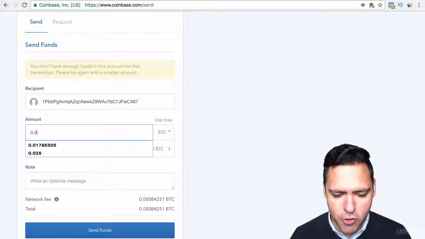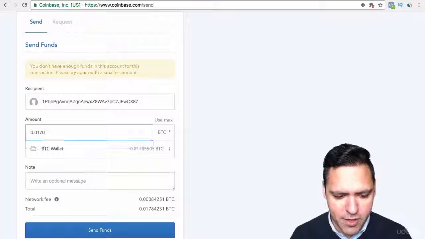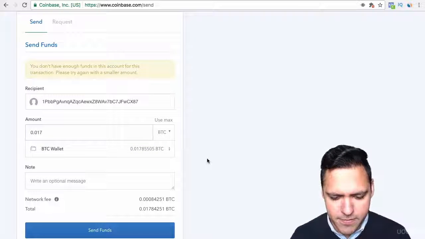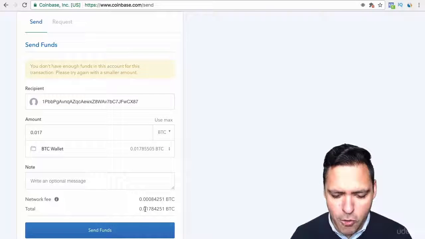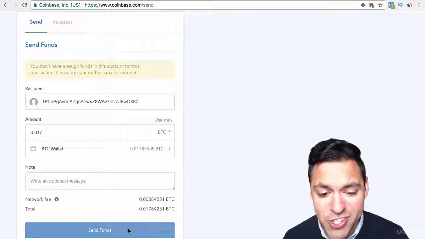So if I put 0.016, if I put 0.07000, then we'll see what this comes up to. This comes up to, including the network fee, 0.01784, and I've got 0.01785. So if we send funds, this should work.